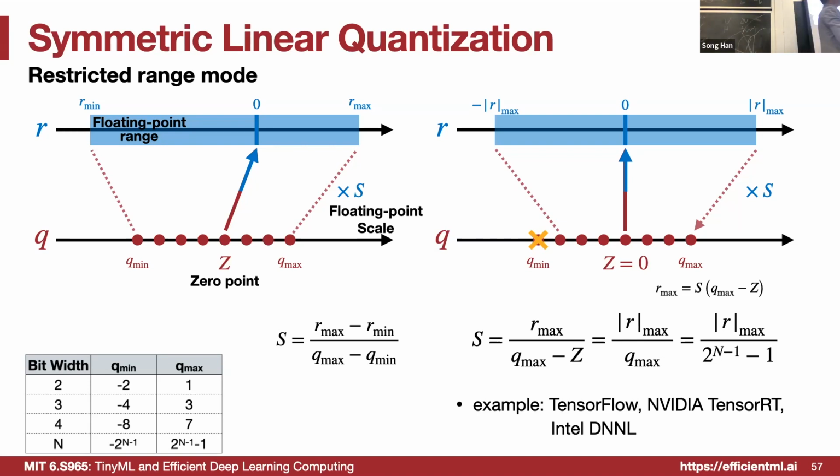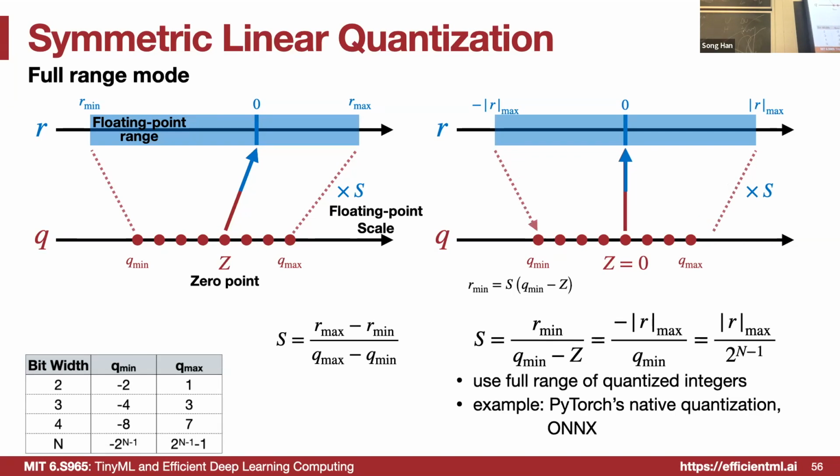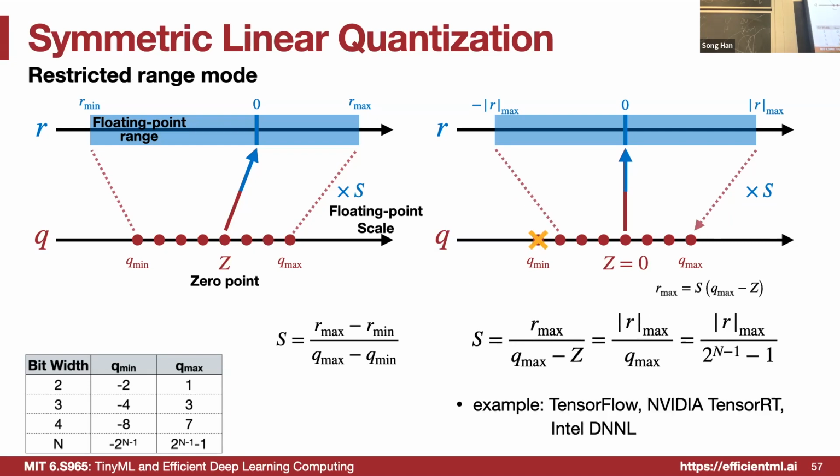So if we use this Q max and R max to calculate the range, that will be R max divided by Q max. Compared with the previous example, which divides by Q min. So they differ slightly, 3 versus 4. But this is the method that is used by TensorFlow, by NVIDIA TensorRT, and Intel libraries, etc. Those are some of the details.